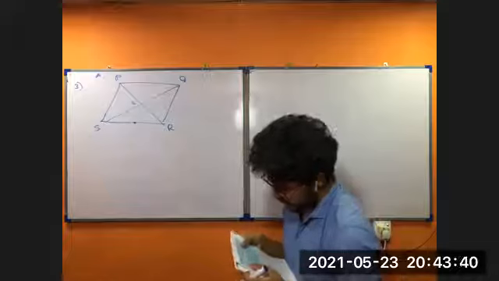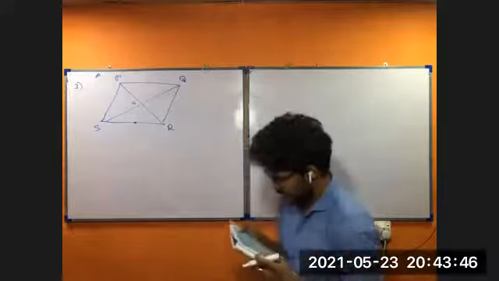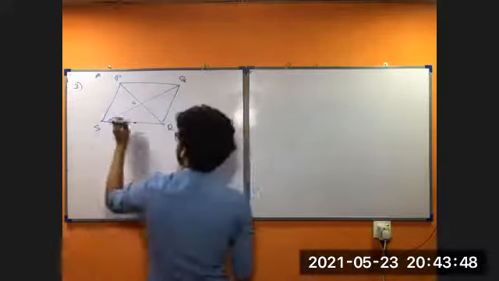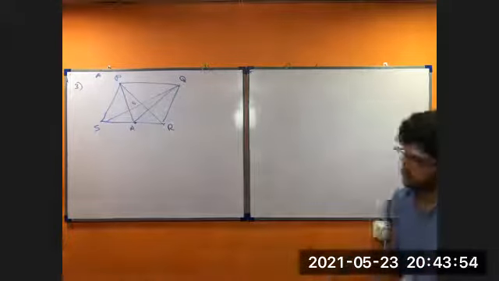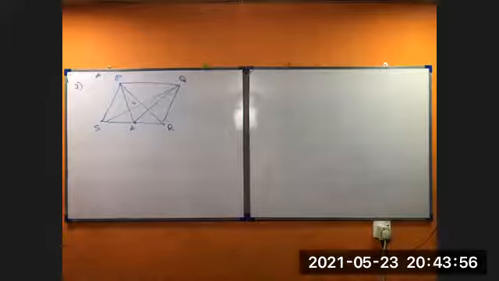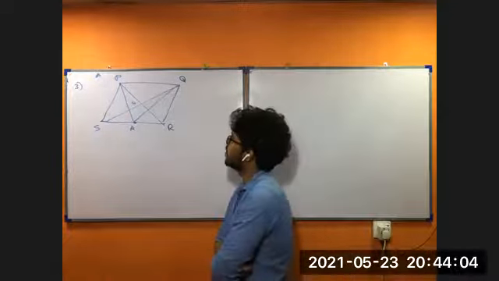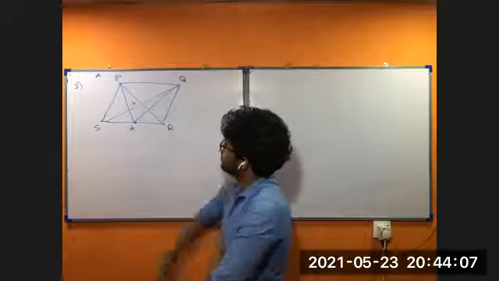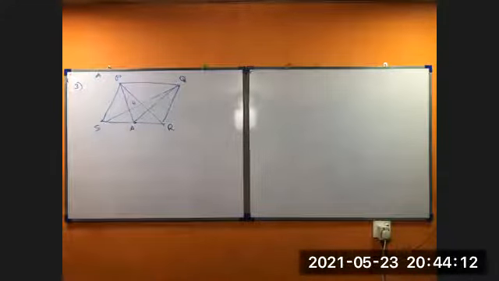Find the ratio of the area of the triangle POQ to that of the area of the triangle PAQ. This is A, right? So PAQ. So we have to find the ratio of the triangles, right? So how to do that? To find the areas, maybe what can we do? What can we do?